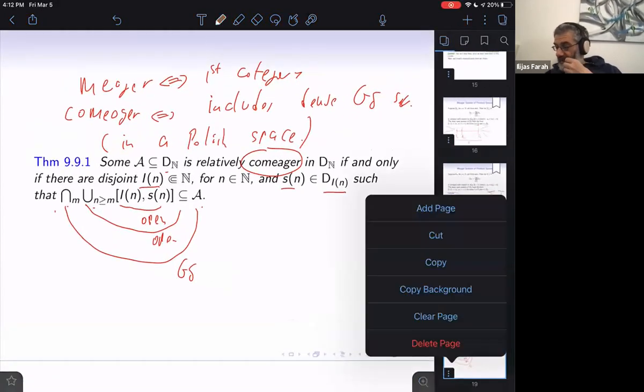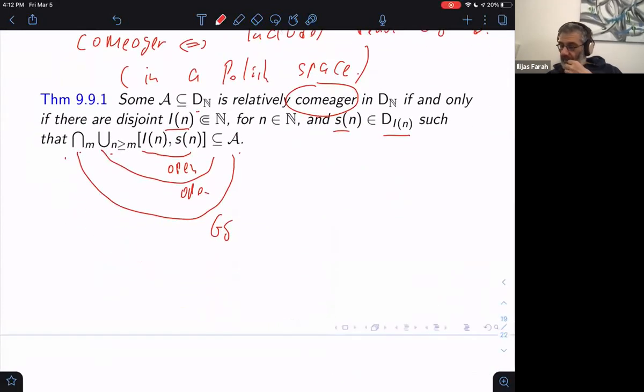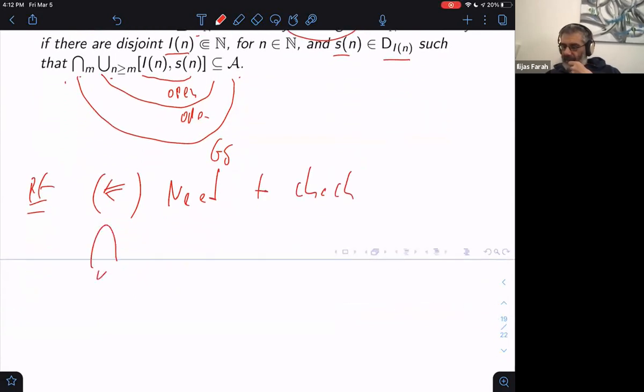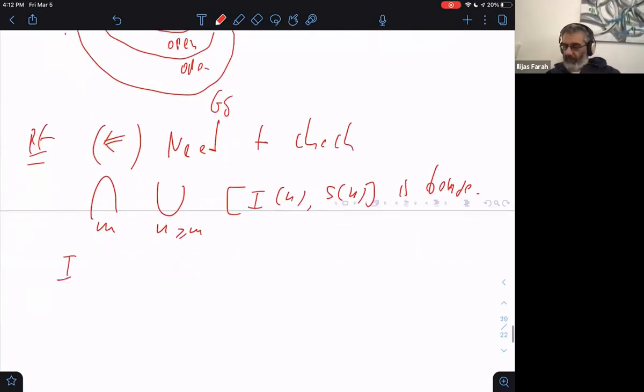So let me just prove first the easy direction. Proof, right? So the easy direction is the converse direction. So I need to check that this set is a dense G delta. Well, I already checked it's G delta. So I need to check that this intersection over all m of the union over n greater or equal than m of I_n S_n is dense.